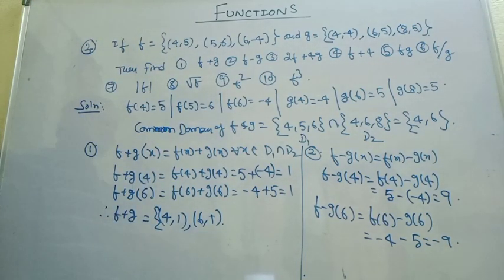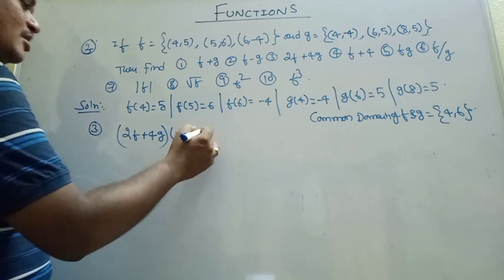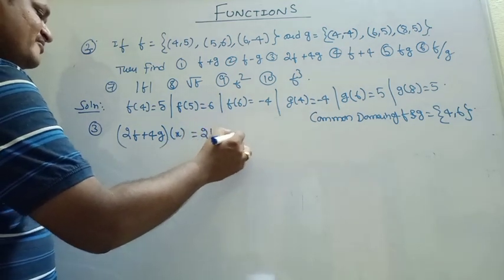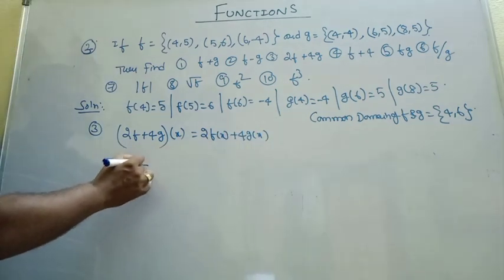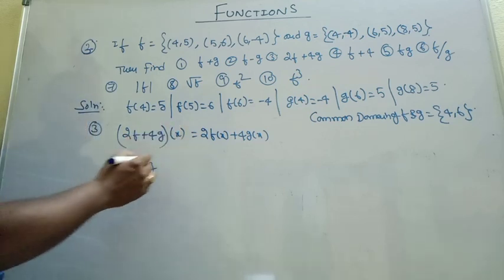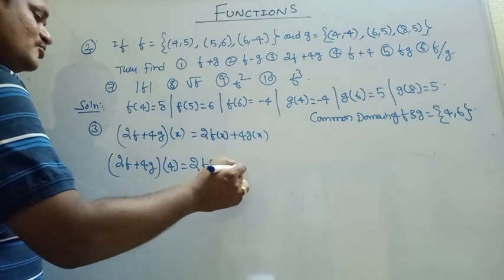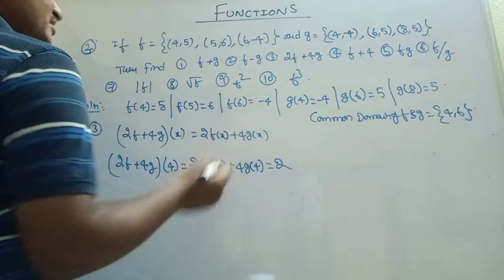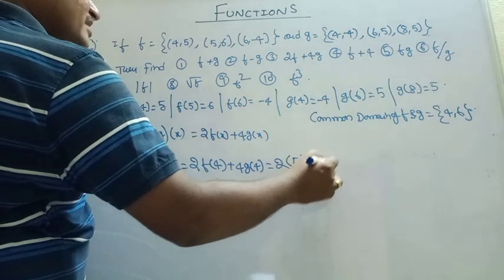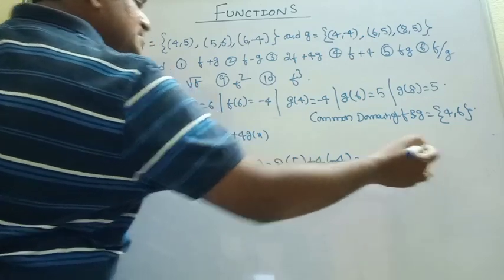Right, my dear students, f plus g and f minus g, such a beautiful way we have found. Next we have (2f+4g)(x). That is 2 times f(x) plus 4 times g(x). Here also the common domain is {4, 6}. First take 4: 2 times f(4) plus 4 times g(4). f(4) is 5, plus 4 times g(4), that is -4. 10 minus 16 equals -6.